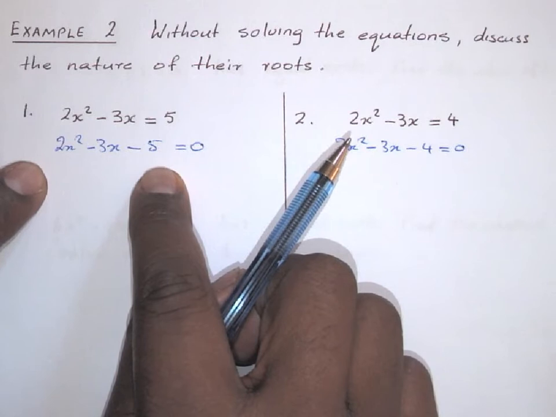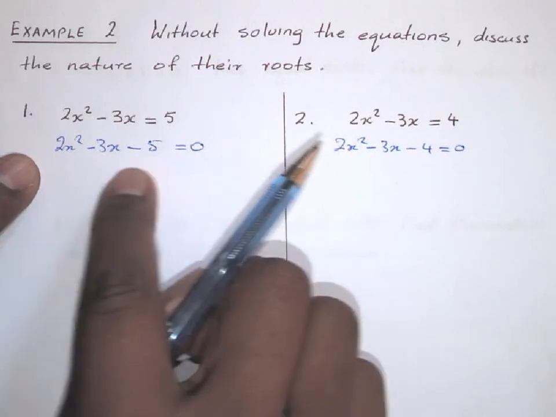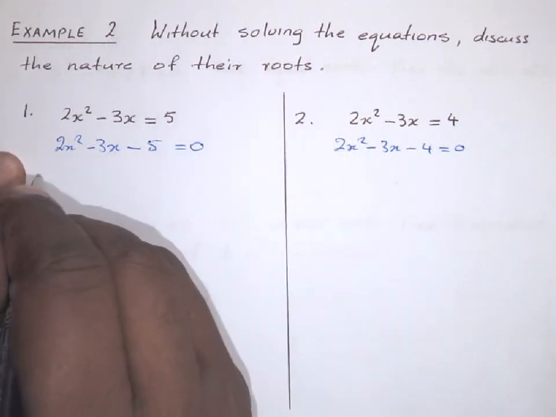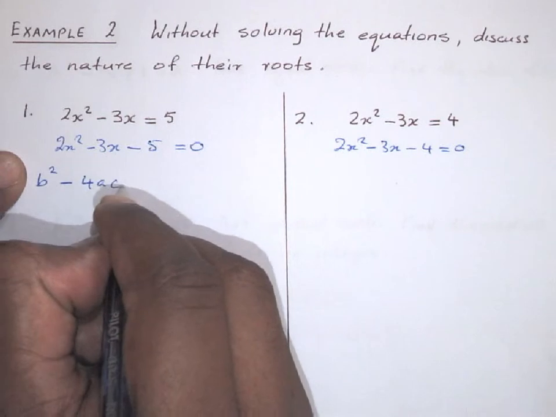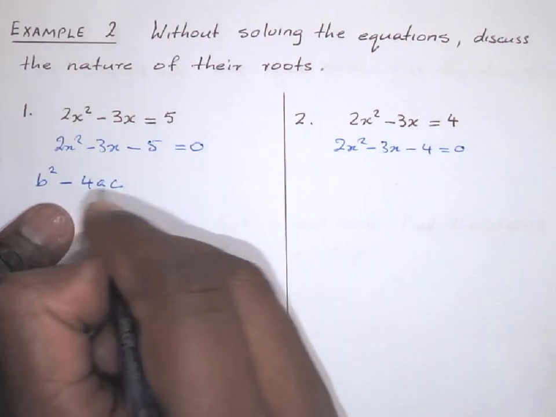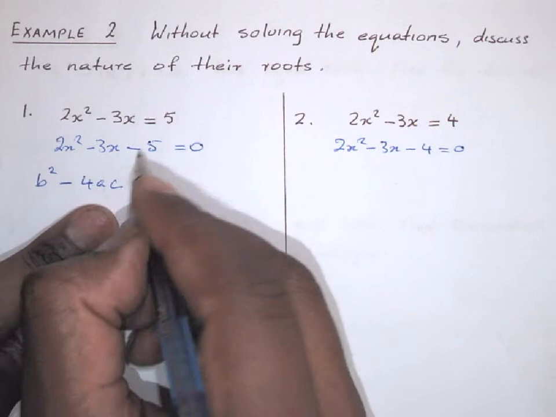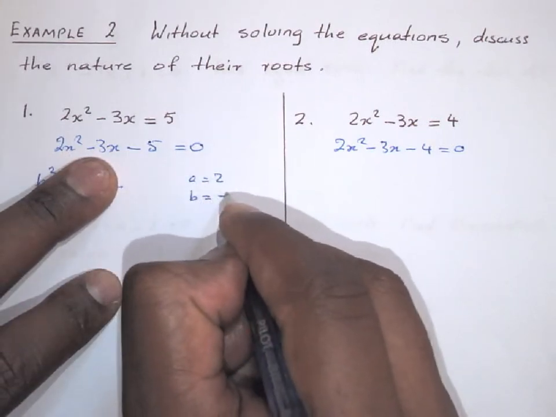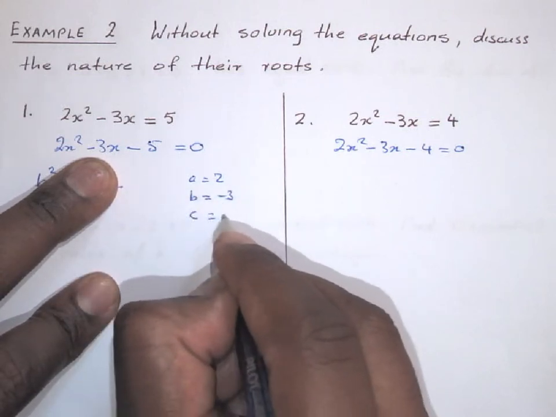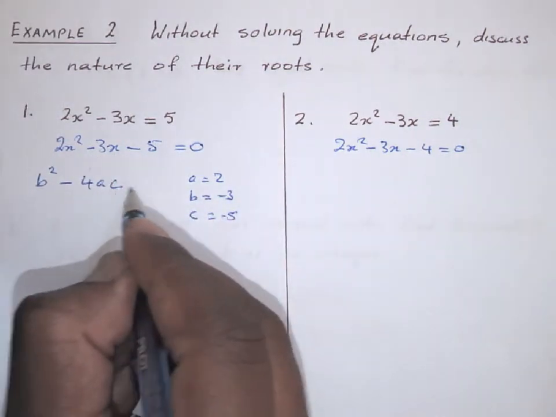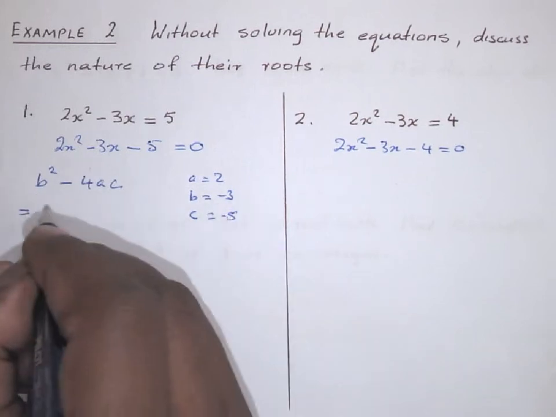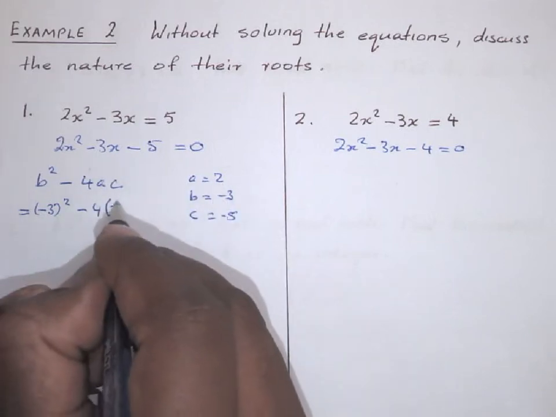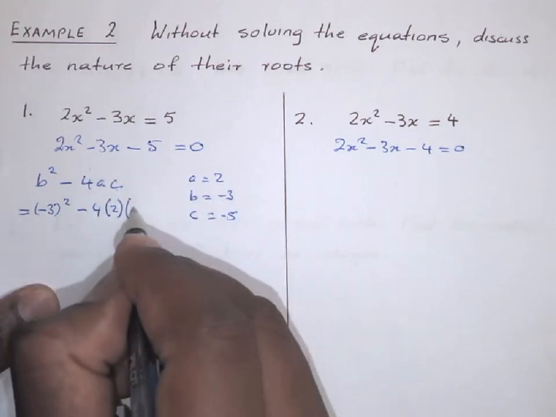Now how do I discuss the nature of roots without solving this equation? I'm not supposed to. I must use the discriminant. Now the discriminant is b squared minus 4ac, right? We need to find out what b squared minus 4ac is here. Note that in this equation, a is equal to 2, b is equal to minus 3, and c is equal to minus 5. So b squared minus 4ac: b is minus 3, which is squared, minus 4 times a, which is 2, times c, which is minus 5.